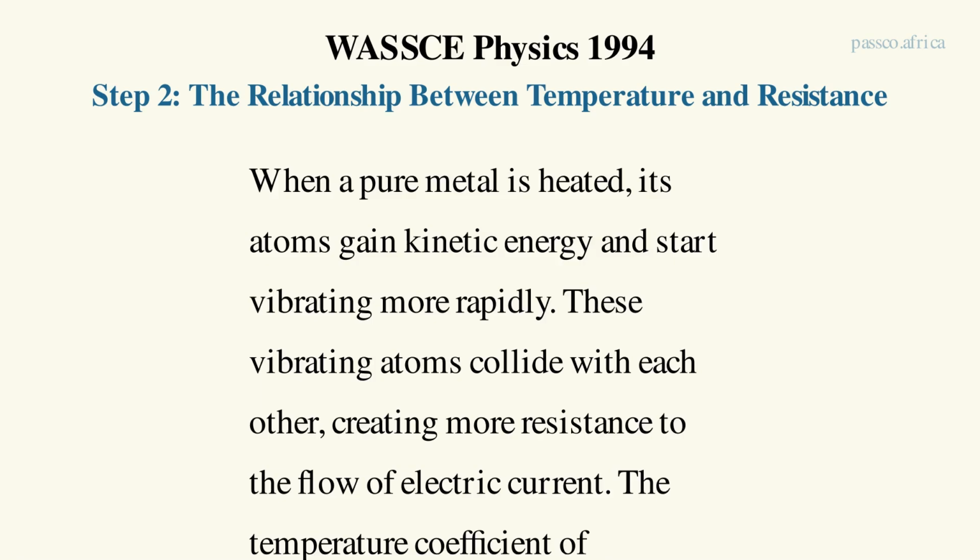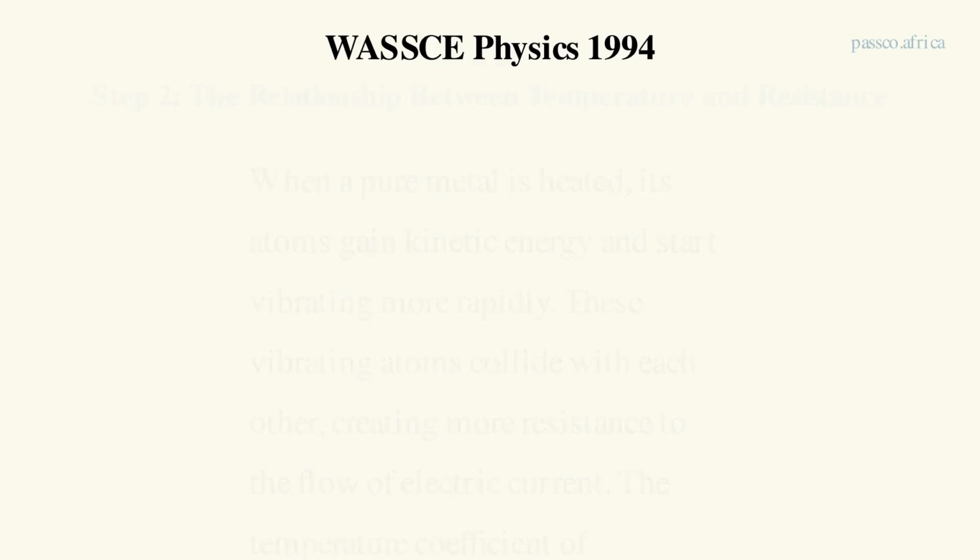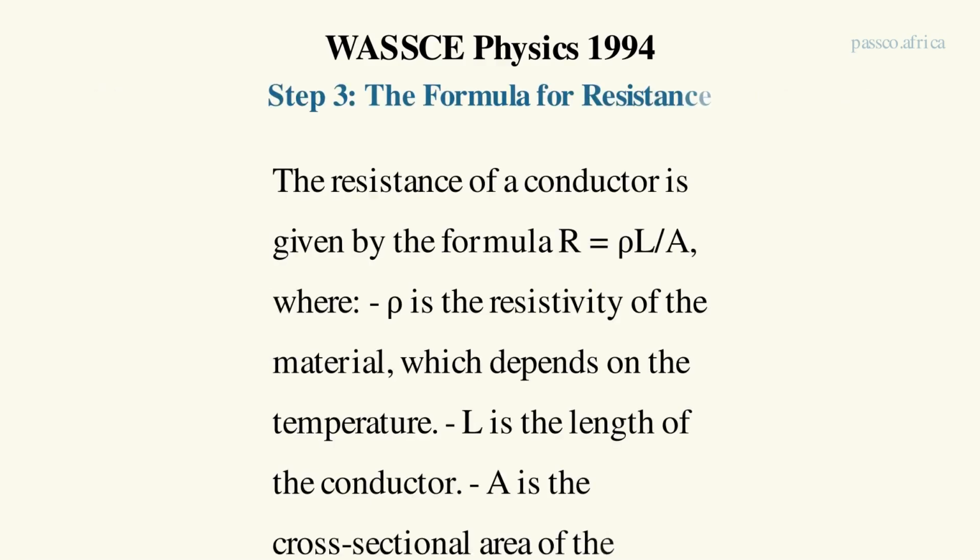Step 3. The formula for resistance. The resistance of a conductor is given by the formula R equals ρL/A, where ρ is the resistivity of the material, which depends on the temperature. L is the length of the conductor. A is the cross-sectional area of the conductor.